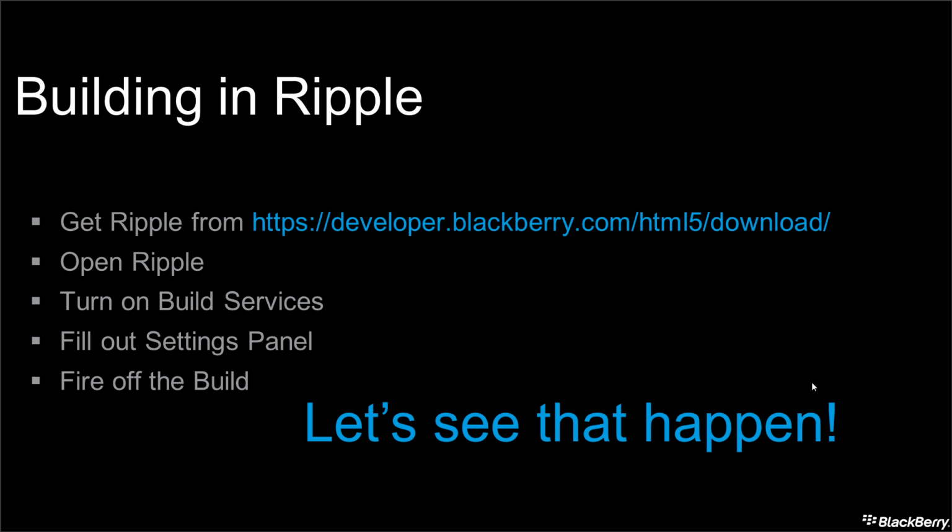To build with RPL, you'll need to download RPL from the BlackBerry site. It's available on the Chrome store, but it doesn't come with the BlackBerry specific build options there. However, if you download it from the BlackBerry site, it will be kept up to date through the Chrome store. Also note that RPL is a Chrome extension, so you'll need to use Chrome to run it. Once you've got it installed, open it up, start up the RPL services, enter your details in the settings panel, and then run the package command. Let's see how that works.